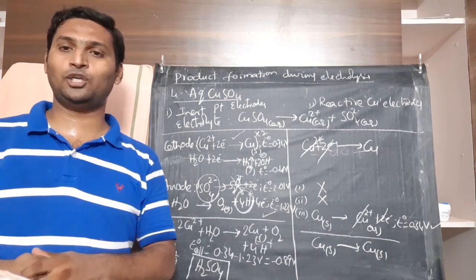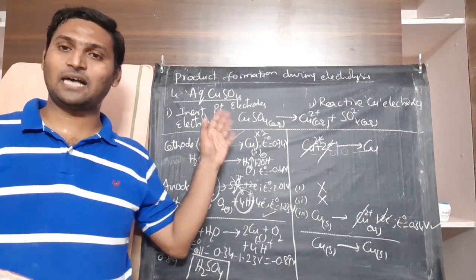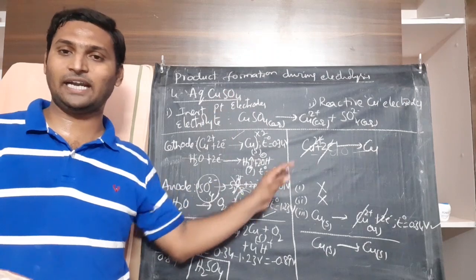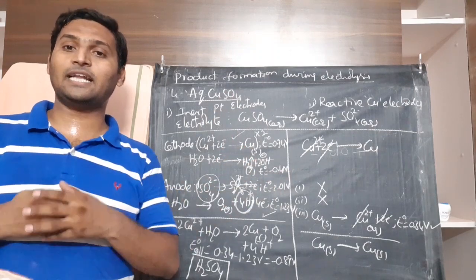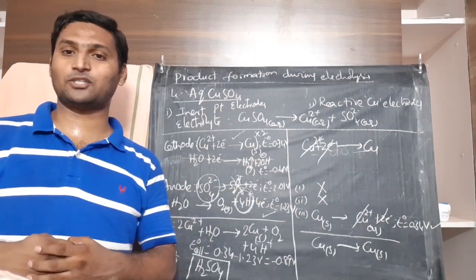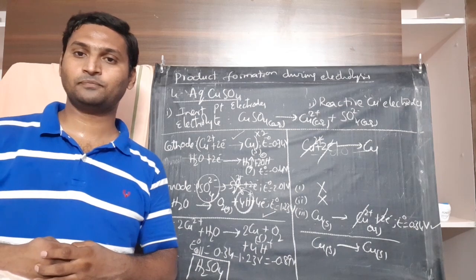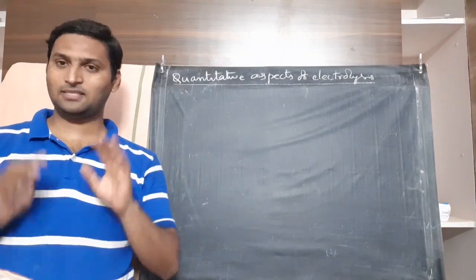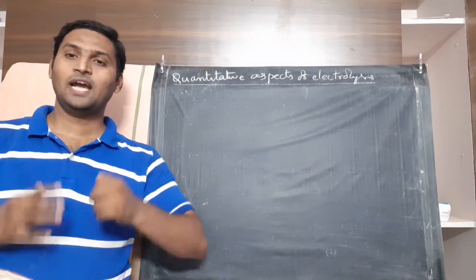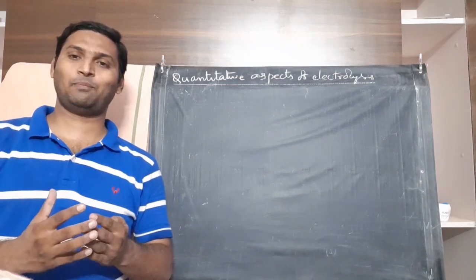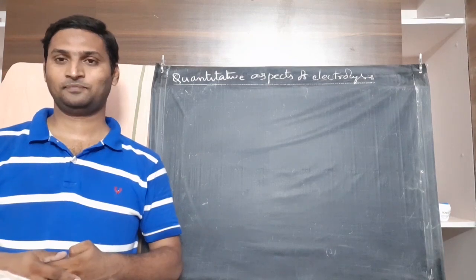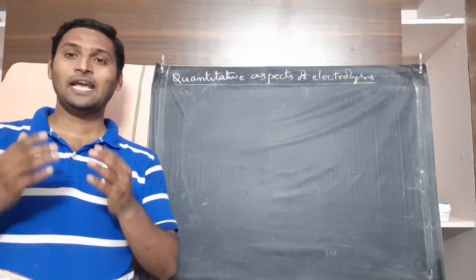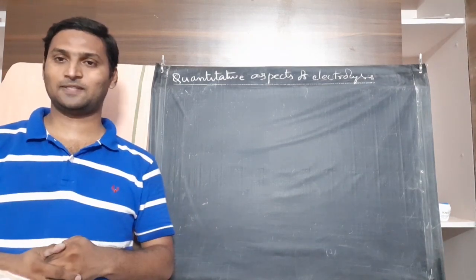Now let us move on to quantitative aspects. All these are qualitative ideas or qualitative aspects of electrolysis. Let us move on to quantitative aspects of electrolysis. By quantitative aspects of electrolysis, we mean how much of electricity can produce what amount of substance.